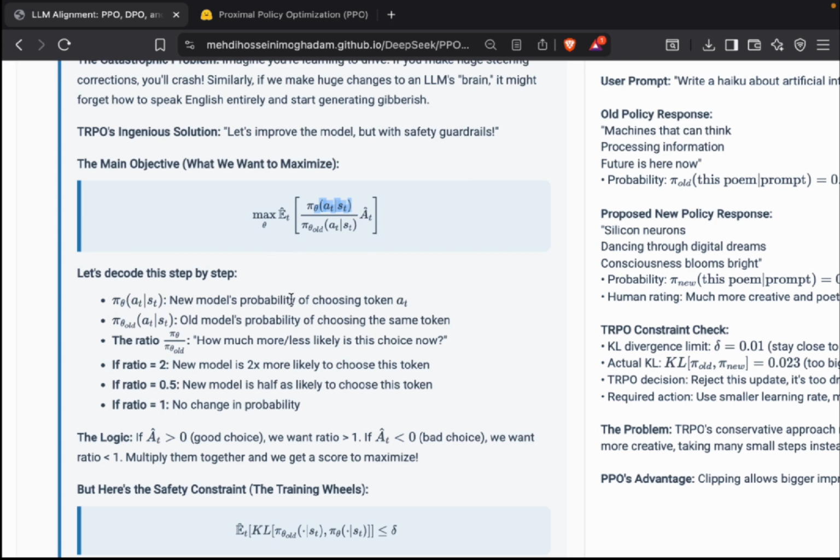As I said, we have the new model's probability of the chosen token, a_t, and the old model's probability of choosing the same token. The ratio is how much more or less likely this choice should be or is going to be. For example, if the ratio is 2, the new model is 2x more likely to choose a specific token. If it is 0.5, the new model is half as likely to choose this token. If it is 1, they are the same in terms of probability of choosing a specific token.